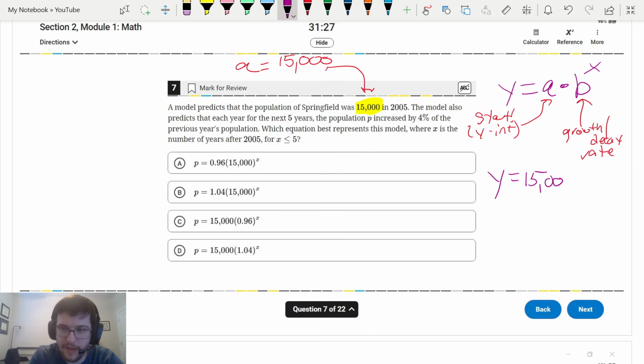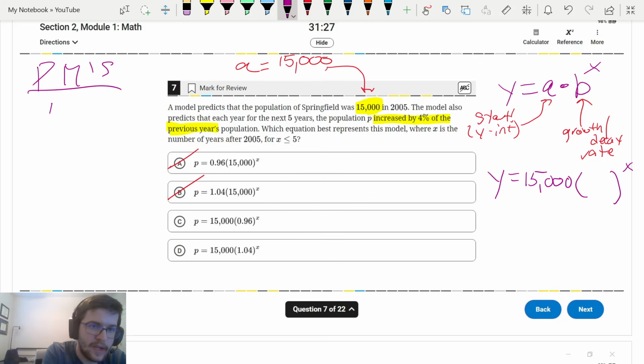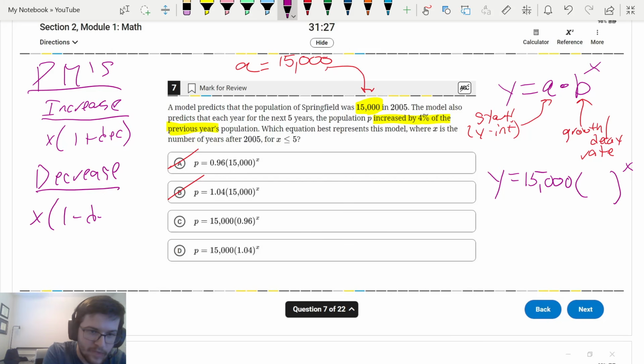And now we get B. So right away, A and B are wrong, right? They don't have the right starting population, right? Okay, and now it says it increased by 4% compared to the previous year. So you're going to do a percent multiplier. So remember, for percent multipliers, an increase, you multiply by 1 plus the decimal. And for the decrease, you multiply by 1 minus the decimal. So this is an increase.